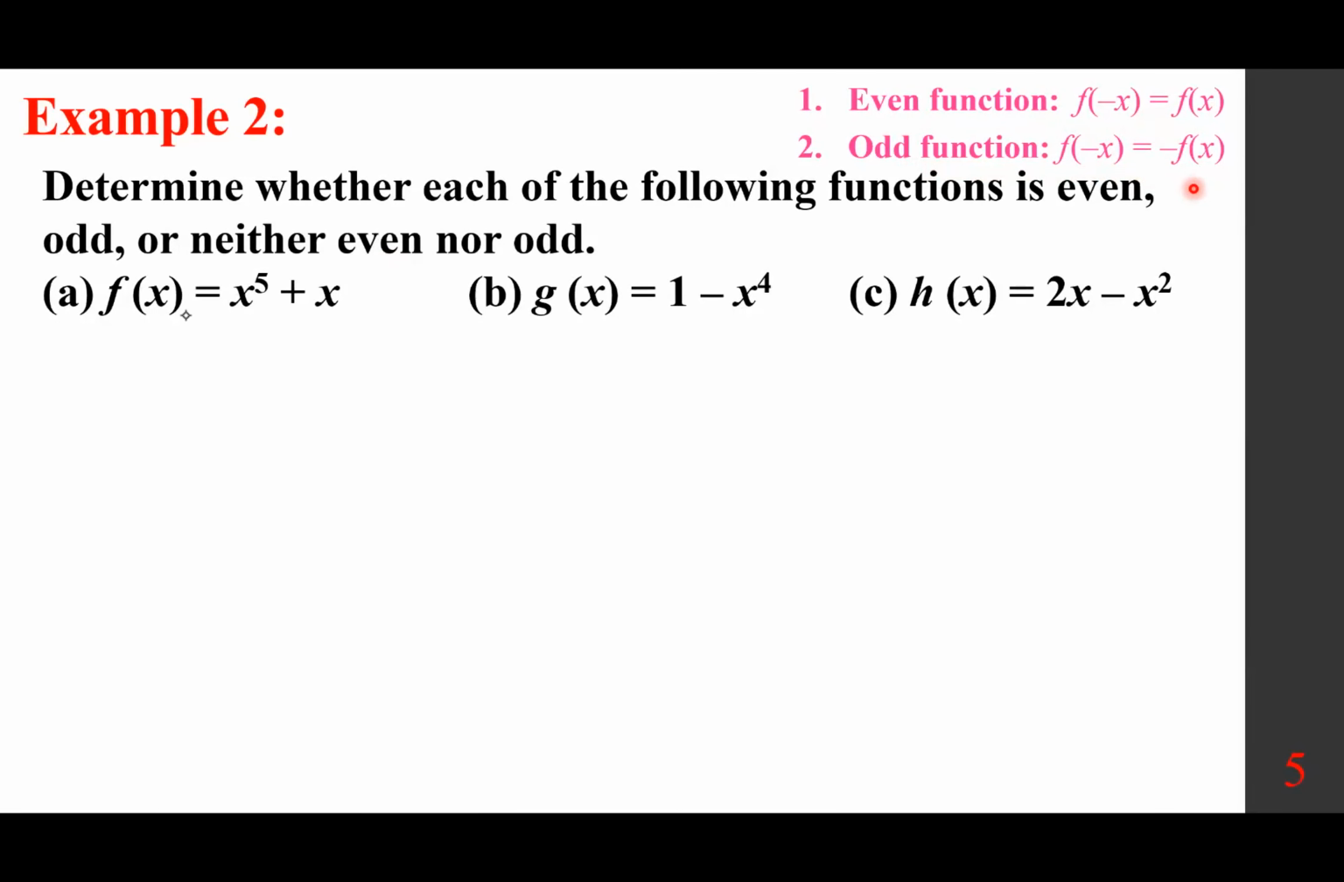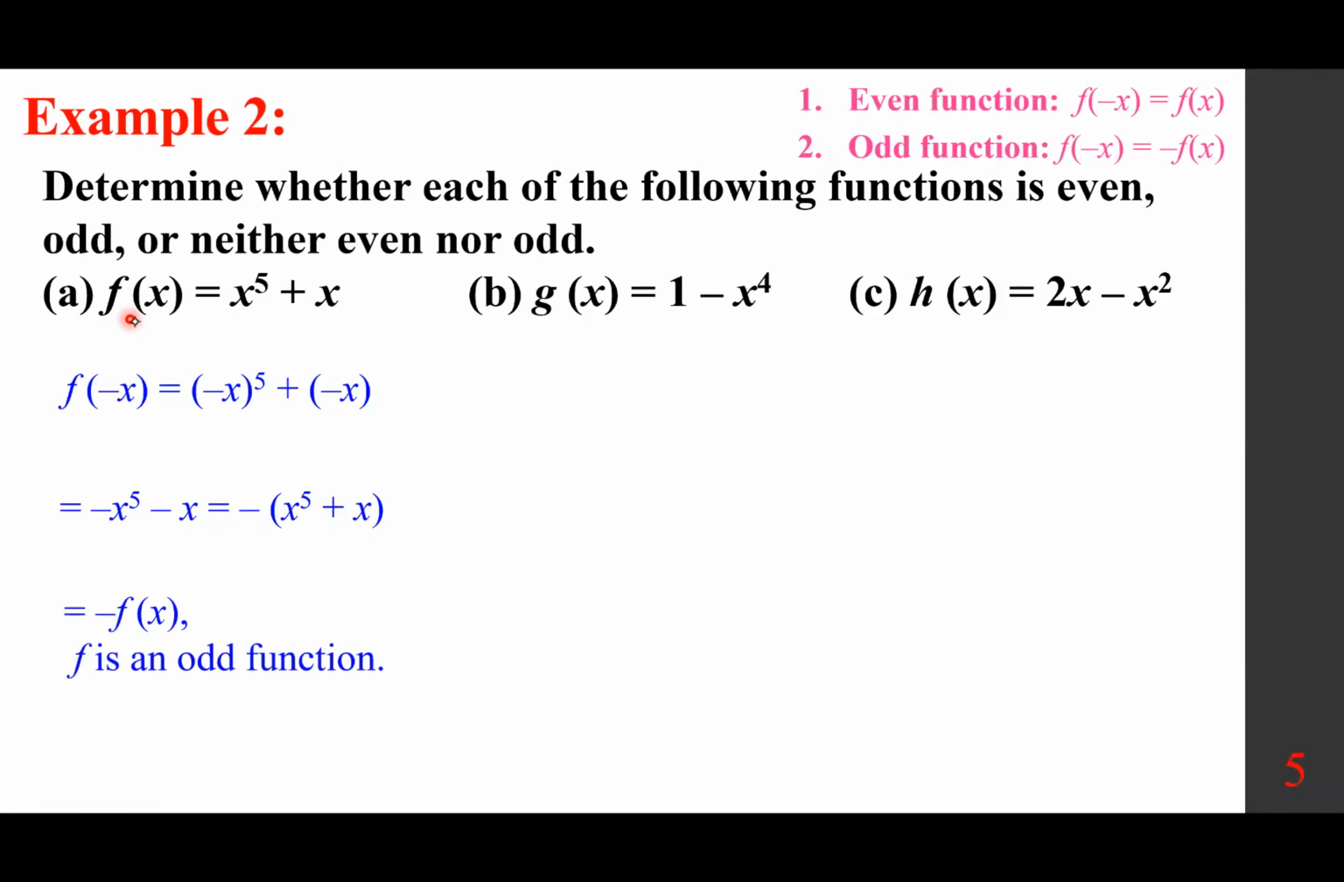So we're going to start with the first one and evaluate f of minus x by replacing x with negative x. This becomes minus x to the power of 5. This becomes minus x. And we can factor the negative out when we compare them. They are identical with the exception of a negative sign. Therefore, this is equal to negative of f of x, which makes it an odd function.